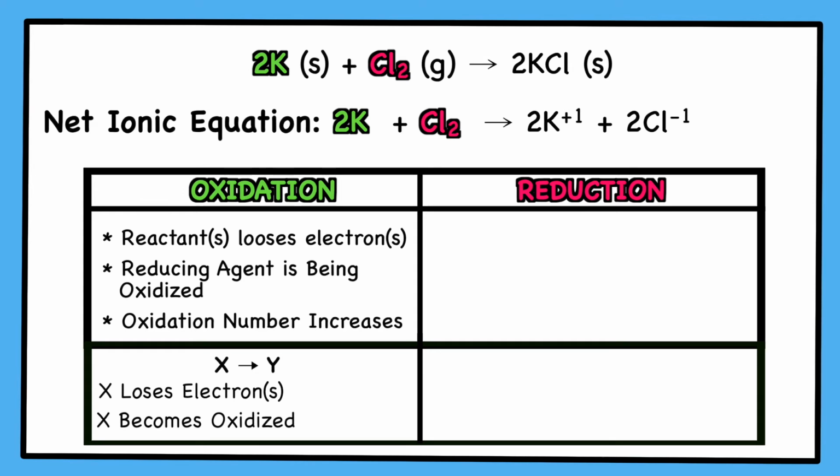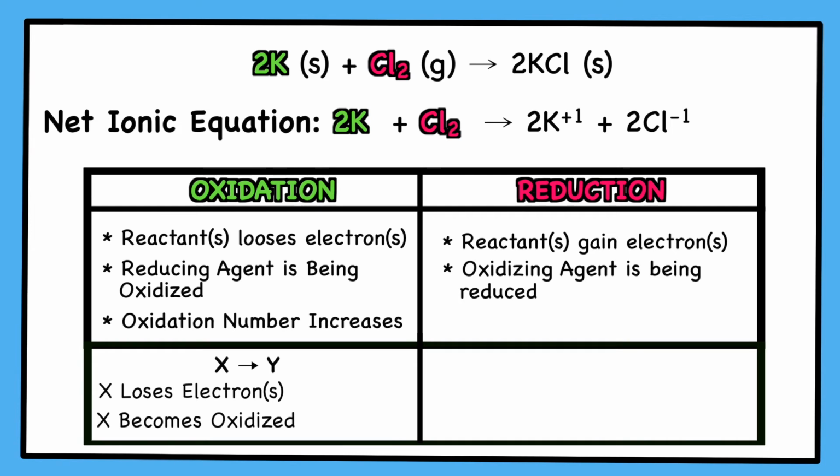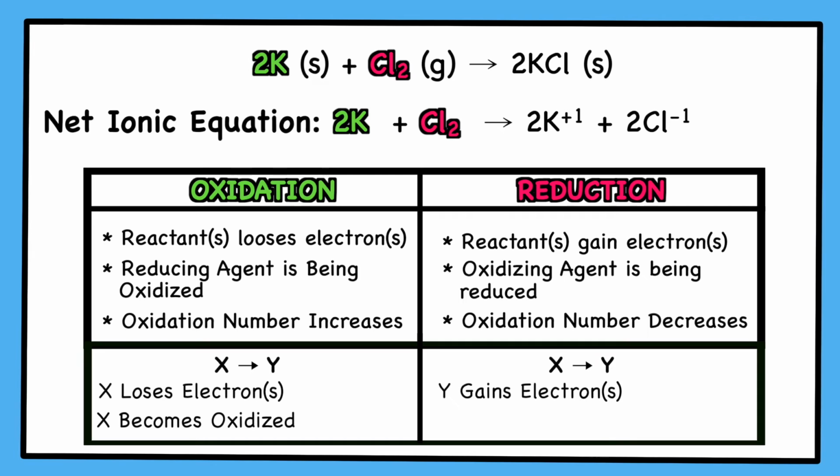When reduction happens, on the other hand, reactants gain electrons. So, the oxidizing agent is being reduced, and the oxidation number is decreased. In our X going to Y illustration, Y is going to gain an electron. Y is an oxidizing agent and becomes reduced, and that is because the oxidation number for Y is decreased.